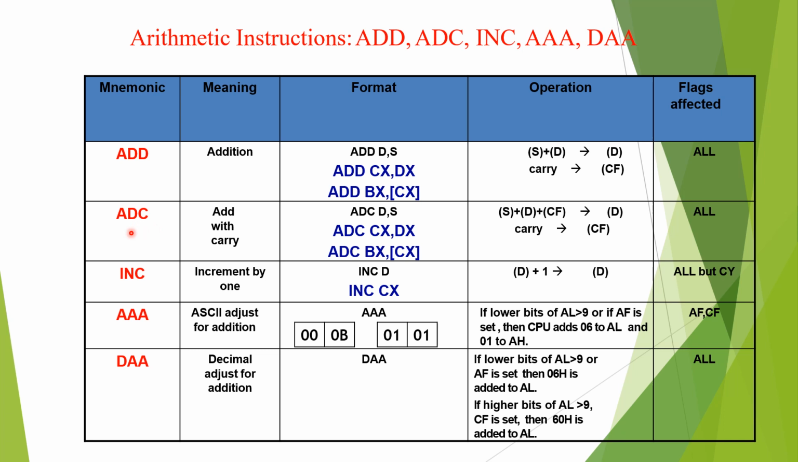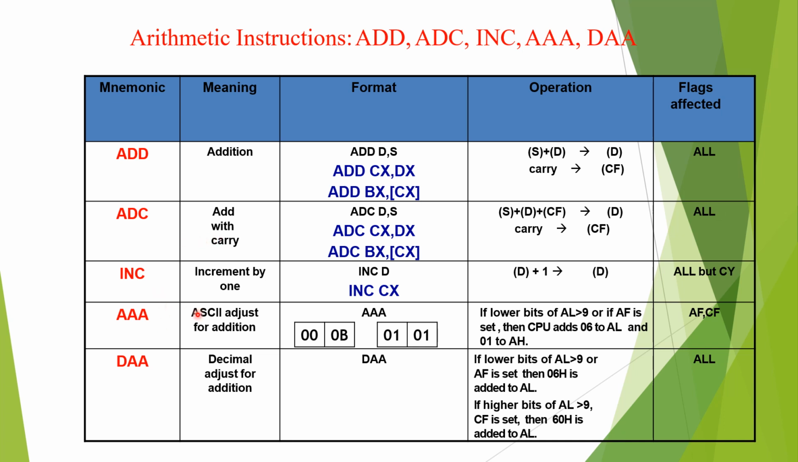Then ADC. This implies addition with carry. So add with carry is the meaning of this ADC instruction. So the format is ADC destination comma source. So here the operation, we are going to add the content of destination and source plus the content of the carry flag. So that will be stored in the destination register. And all of the flags get affected once this instruction gets executed.